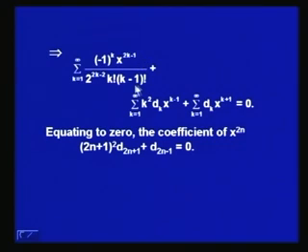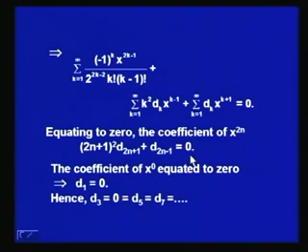Now when you put the coefficient of x to the power n to 0, the coefficient of x to the power n will not be found here, because it involves only odd powers of x terms. So if we want to equate it to 0, we will have to find that from this second and third terms. The coefficient of x to the power 2n here will be (2n plus 1) square into d_{2n plus 1}, while the coefficient of x to the power 2n here will be d_{2n minus 1}.